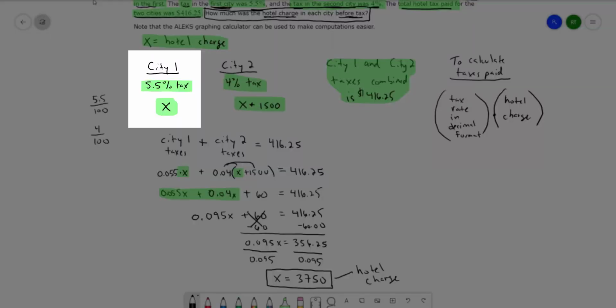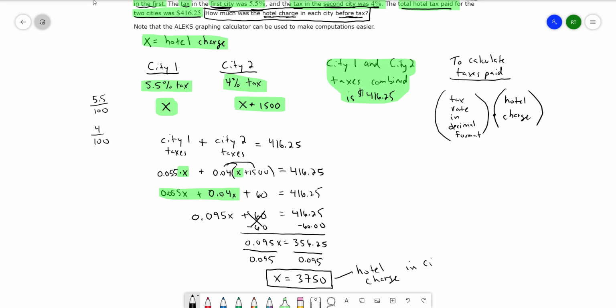And then looking over here now for City 1, we know that this variable x is the hotel charge in City 1. So therefore, to get City 2 hotel charge, I'll use the expression that I wrote down over here, which was x plus 1,500. And now all I have to do is replace x, which is 3750. Then I add the 1,500 to that, and we get 5250. So we have the hotel charge for City 2, and we also have the hotel charge for City 1. And that's how you solve this type of problem.